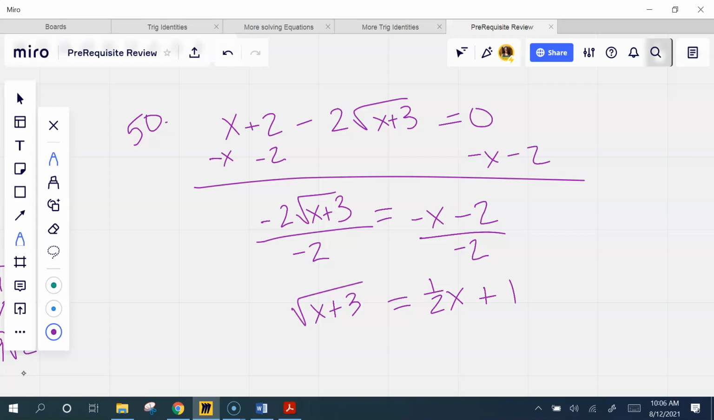Say again. I wouldn't, because whenever you've got a radical there, you need to get rid of that radical so that you can work under it.